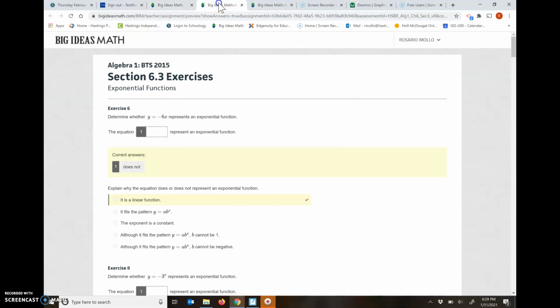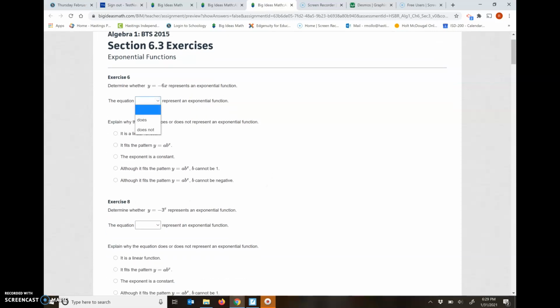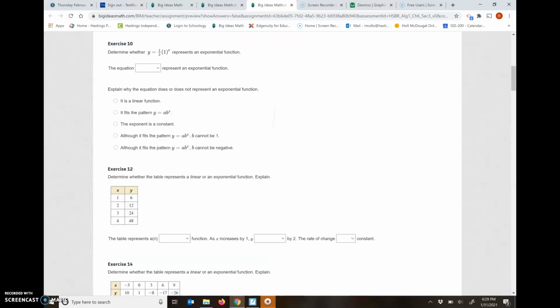Okay, so let's go through this homework. The first couple questions, like I said, will ask you if it's an exponential function. You have to say it does or does not, and then you have to say why. So is it a linear function? Remember, if it follows y equals mx plus b, does it fit the pattern? Is it constant? That means it's just like y equals x squared or something, which is always going to be constantly going up by a square. Or does it fit the pattern, or not fit the pattern because b isn't 1, or b is 1, or it doesn't fit the pattern because b is negative. So a couple things to watch out for there.